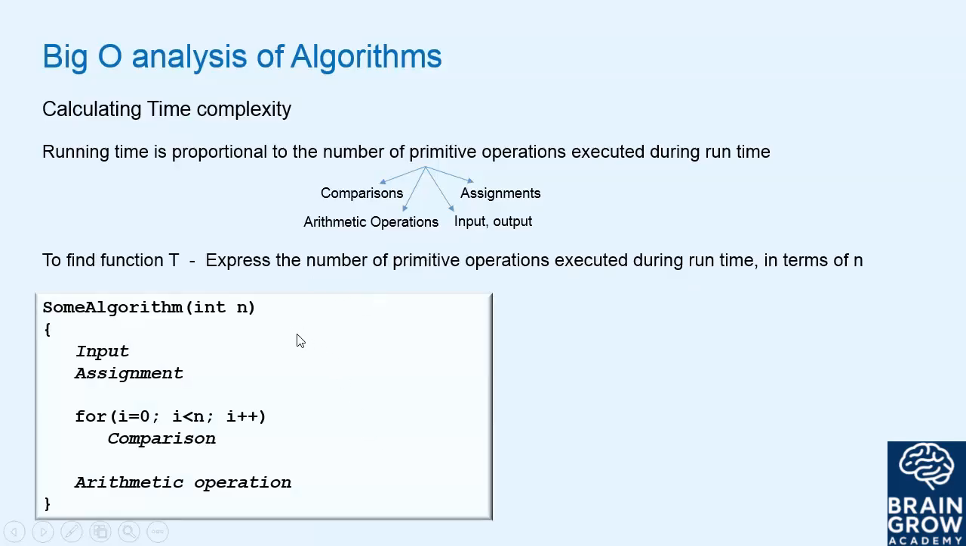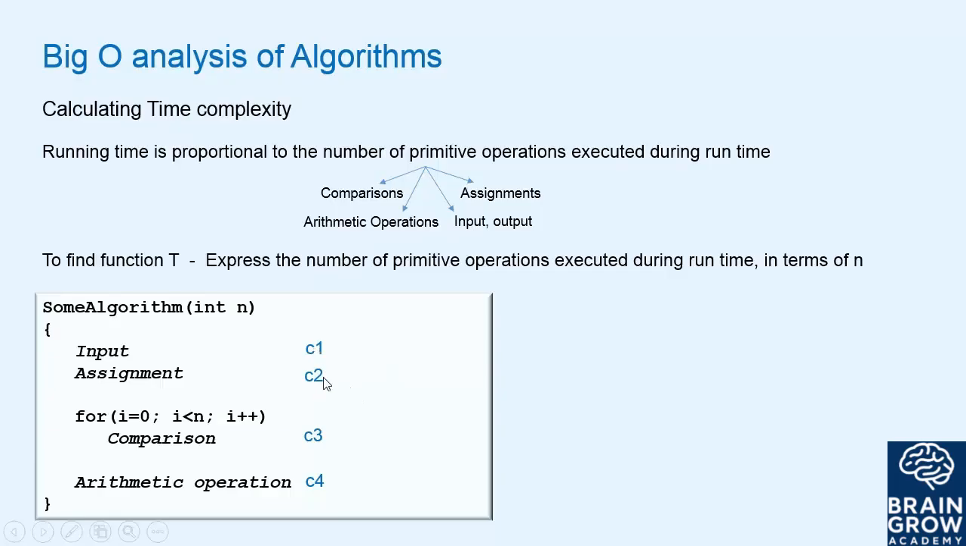Each of these operations will take a certain amount of time depending upon the computer that you're using. Suppose this input takes time C1, this assignment takes time C2, this comparison takes time C3, and this arithmetic operation takes time C4. These constants can be in any unit. Now to calculate the total running time of this algorithm, we have to add the time taken by all these operations. And for that, we have to find the number of times each operation is executed.